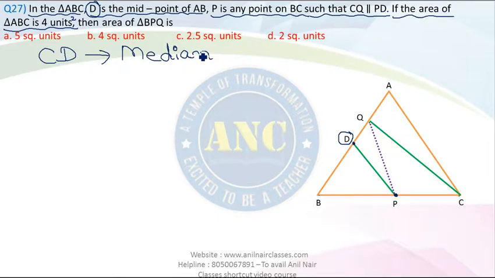What is the meaning of median? Median is nothing but a straight line drawn from a particular vertex onto the opposite side. If I take vertex C, the opposite side of C is AB. I will join a line to AB, and that particular point D should be the midpoint of AB. It is already given in the question as midpoint. So CD will be the median.